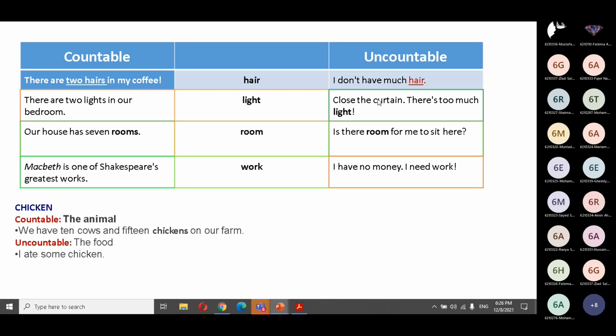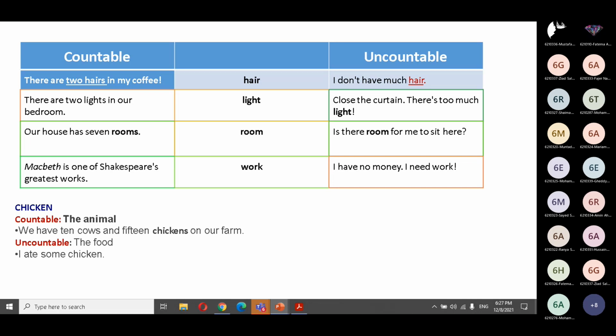But close the curtain, there is too much light. Why do we use curtains? ليه بنستخدم ستائر في الغرفة؟ عشان نحجب ايه؟ الضوء. هل الضوء اللي داخل ده اللي هو sunlight, ضوء الشمس, تقدر تعده؟ It's uncountable. So when you mean the light, generally, light coming from the sun or from any source, it's uncountable. But when you mean the lamp in your room or in your house, it's countable. So it depends here on the context.